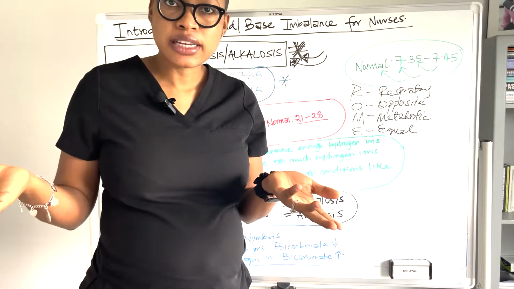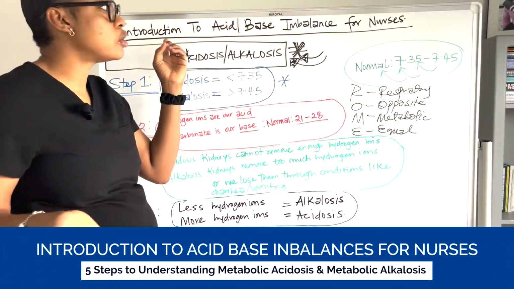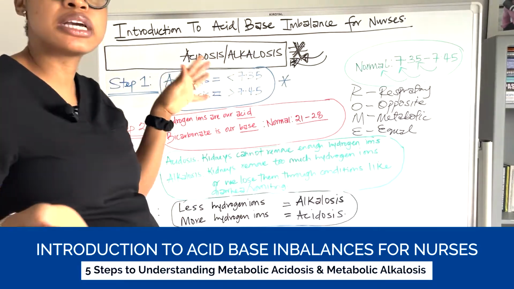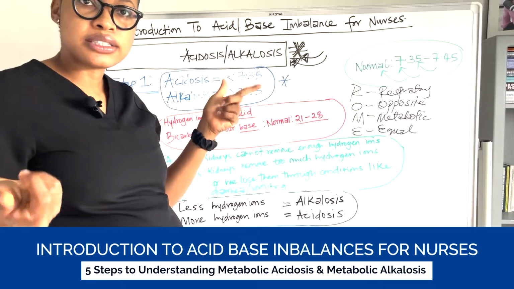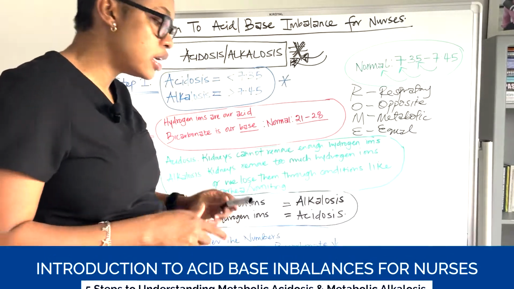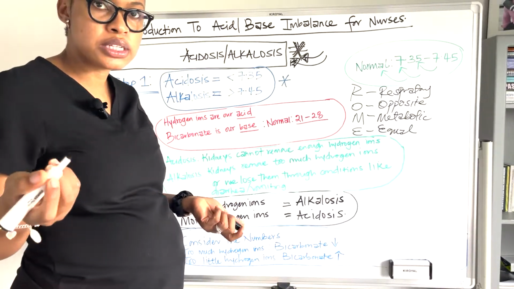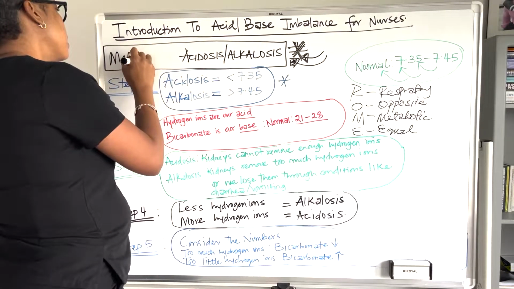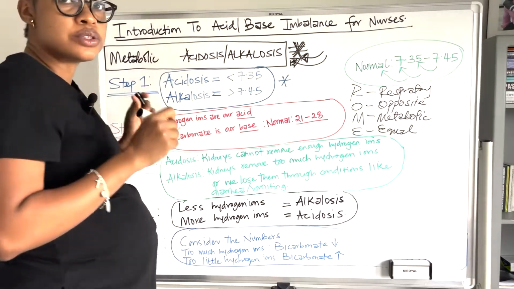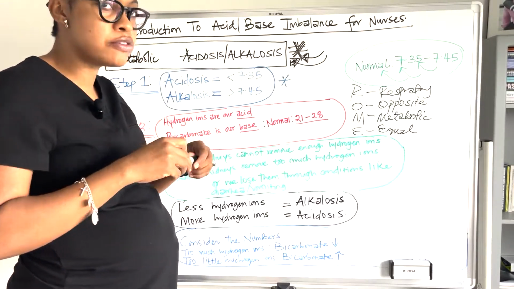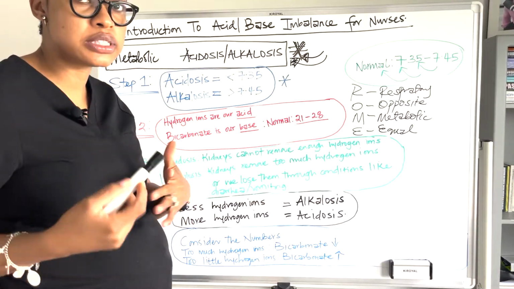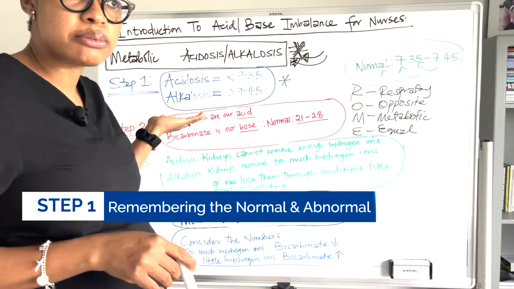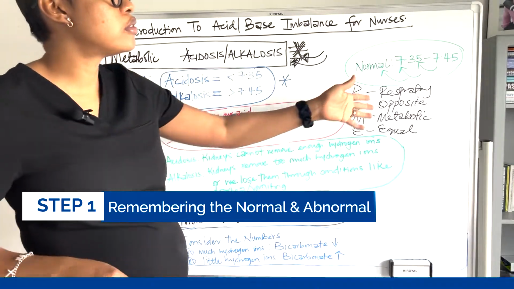So this is the second installment of the introduction to acid-base imbalances. Today we're going to be covering metabolic acidosis and alkalosis. Last time we talked about respiratory. Today it's going to be metabolic. So the concept remains the same. There are a few things to remember, and we're going to go over the steps like we did the last time.